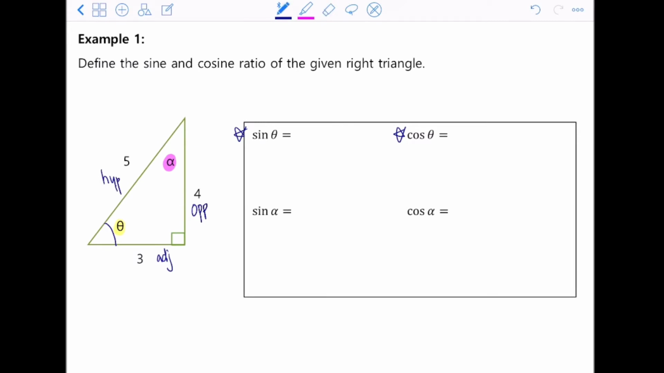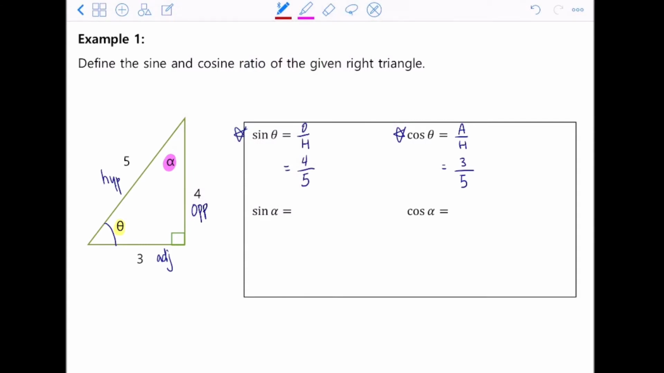All right, so let's rewrite our ratio. We know sine theta equals opposite over hypotenuse. So the opposite side is 4, and the length of the hypotenuse is 5. For cos theta, we know the ratio is adjacent over hypotenuse. So adjacent is 3, and hypotenuse is 5. So that's it for angle theta.